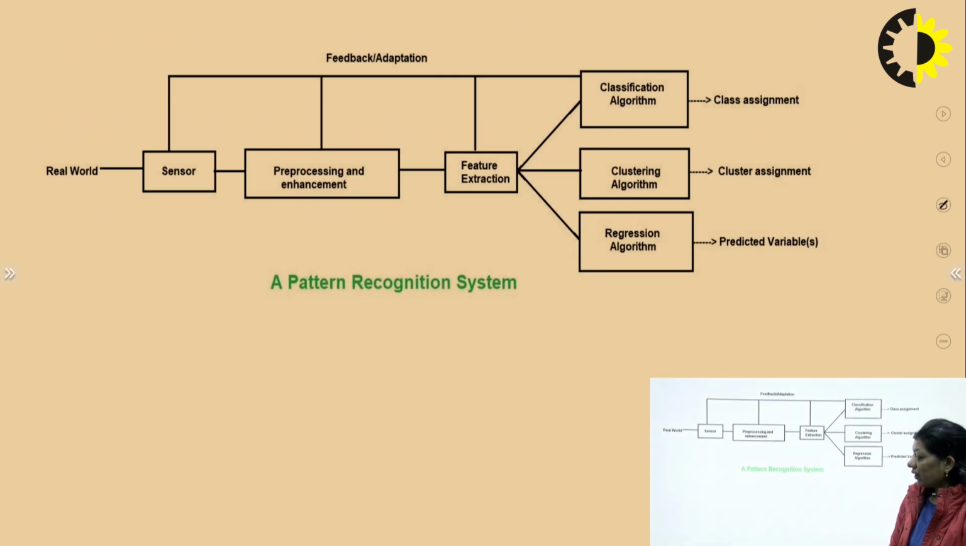So, in graphical way, we can understand pattern recognition system. First, in the real world we have a sensor, then we do pre-processing of the data. After that, feature extraction through classification algorithm, through clustering algorithm, and through regression algorithm. The classification algorithm gives class assignment, the clustering algorithm gives cluster assignment, and the regression algorithm gives predicted variable. And these algorithms give feedback and adaptation, which will be used by the sensor and pre-processing enhancement and feature extraction further.